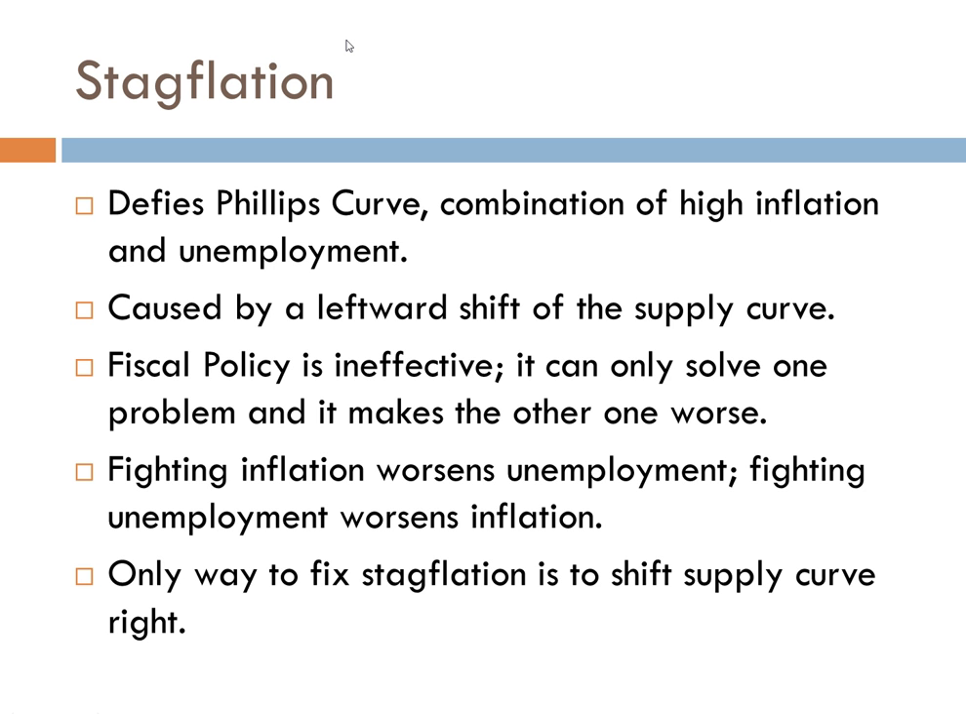For example, if the government tries to reduce unemployment by increasing aggregate demand, it will end up causing more inflation. If the government tries to solve inflation by reducing AD, it will cause more unemployment. The only real way to fix stagflation is to shift the supply curve right, which is very difficult.